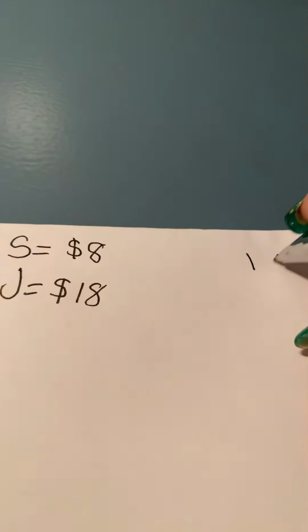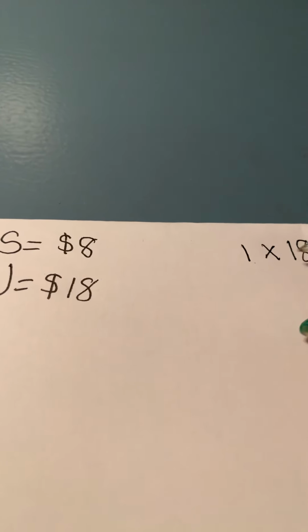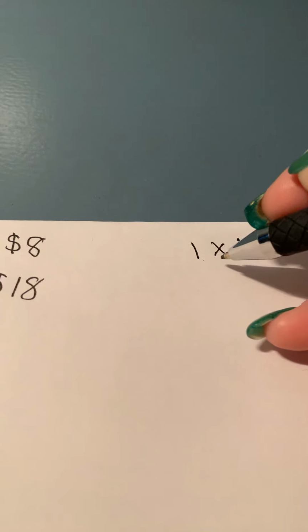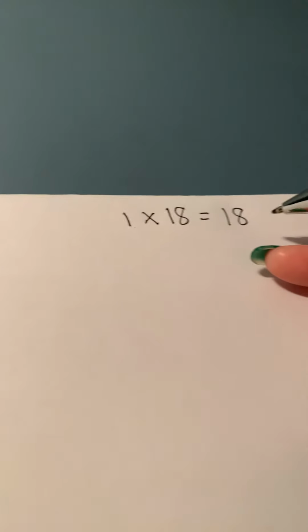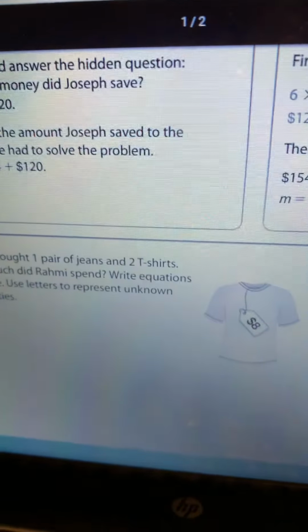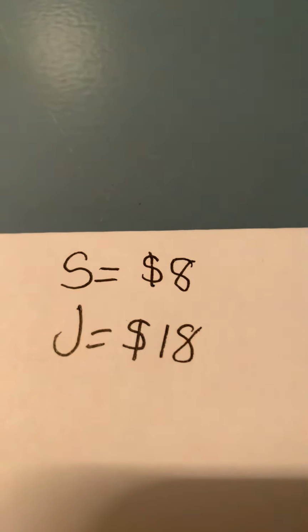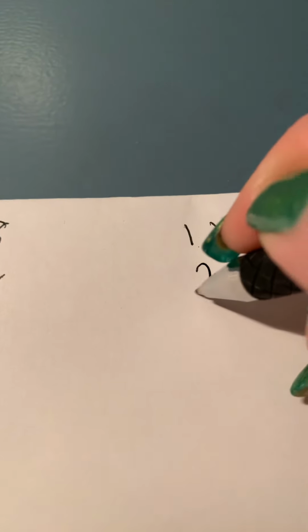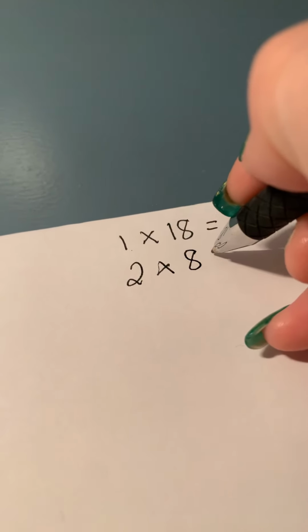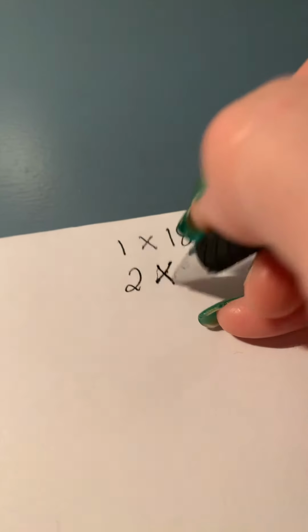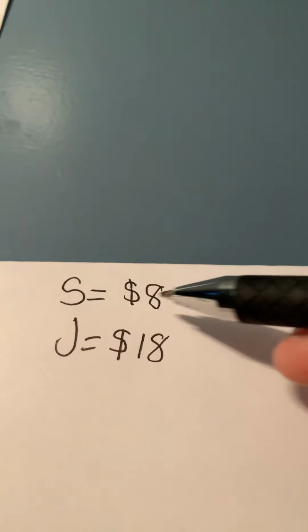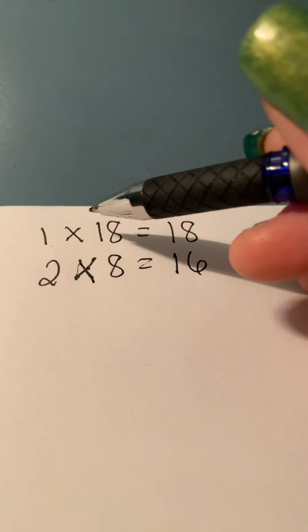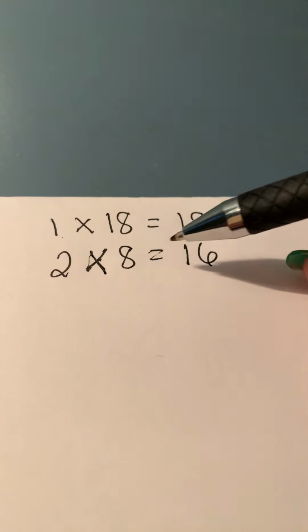So I know that 1 times 18, because one group of jeans, one pair of jeans, he only bought one, so 1 times 18 is 18. And I'm going to come back over here, and it says he bought two t-shirts. And again, we know that t-shirts cost $8, so that is two t-shirts, two groups of 8. Okay, and what is 2 times 8? 2 times 8 equals 16. Okay, so very simple. We did our unknown numbers, S and J. We have our 1 times 18 equals 18, 2 times 8 equals 16.